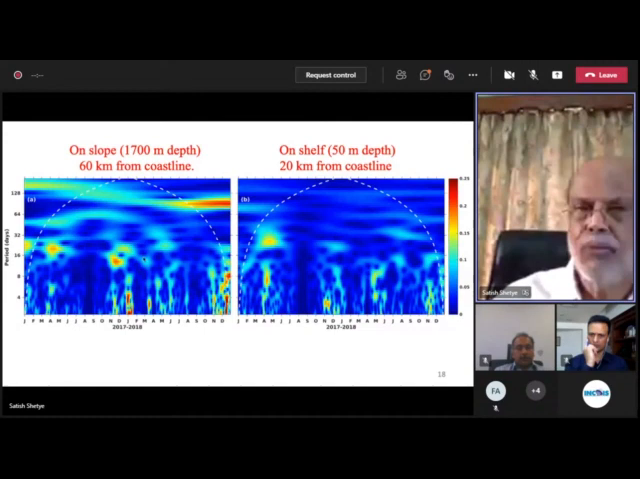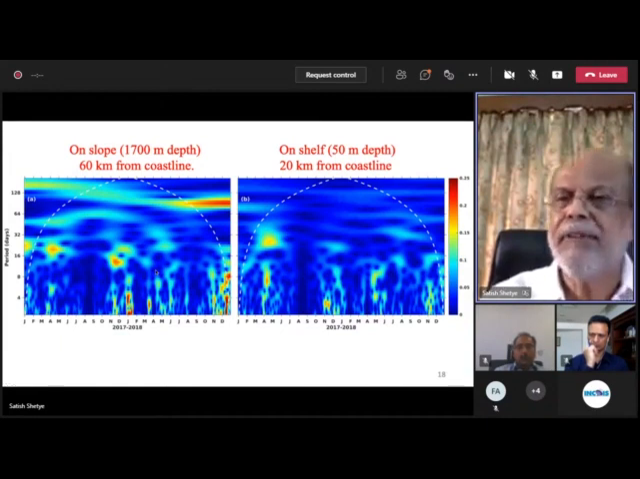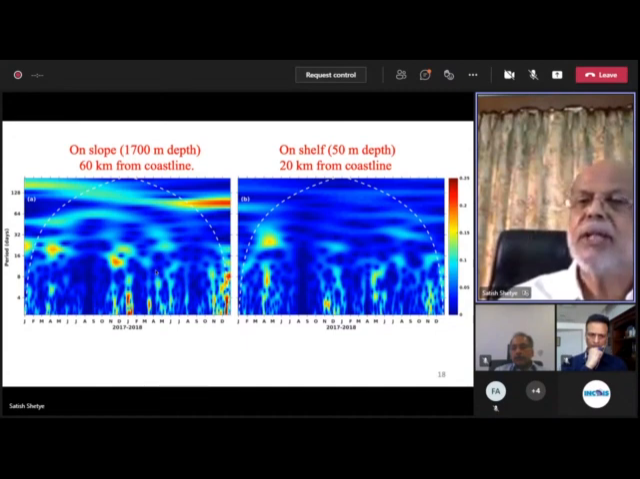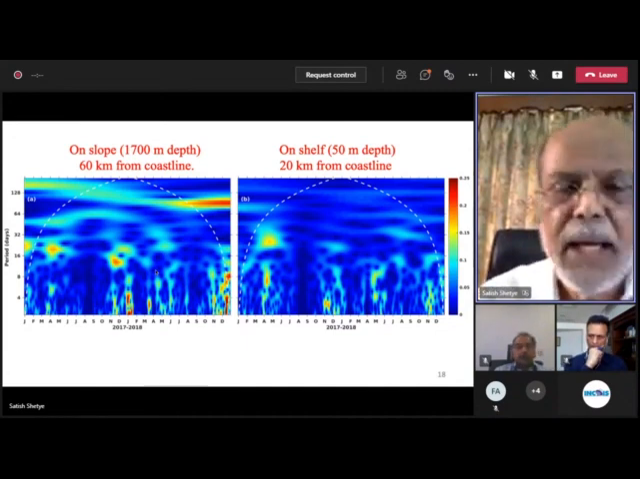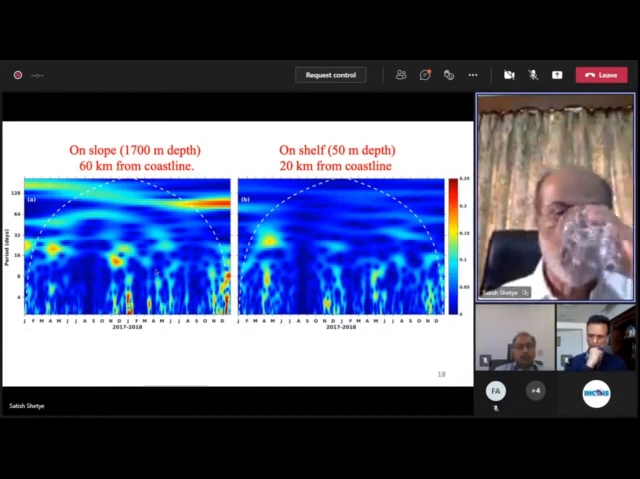I think this is one of the most important results to come out of the HF radar data, and well worth the investment, because it could not have been done by any other instrumentation.